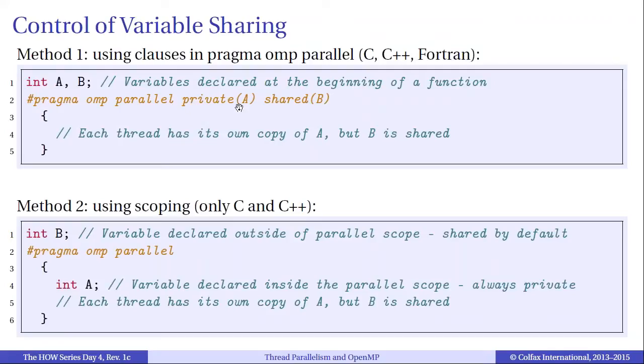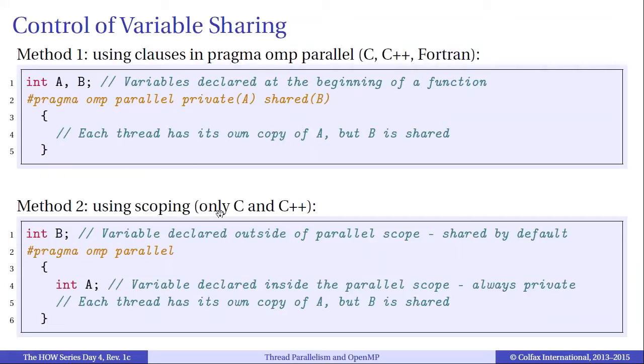Private, this is the new clause. Private makes variables listed in the parentheses private to each thread. This means that when the parallel region begins, OpenMP will create a copy of this variable A for every thread. This copy will not be initialized. To initialize this copy, you can either initialize it inside of the parallel region or use, instead of private, the clause firstprivate, which will also initialize it. This is an approach that works in C and Fortran, and this is well supported in all OpenMP implementations.